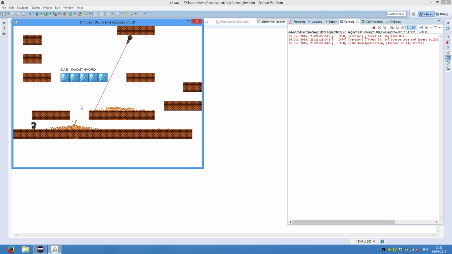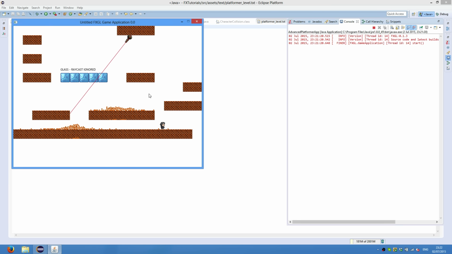There's also an interaction between a physics entity and a non-physics entity. So those blocks that we just destroyed were physics entities, and the player is not. So the player is just a normal entity. He's being handled by FXGL's collision detection mechanism.